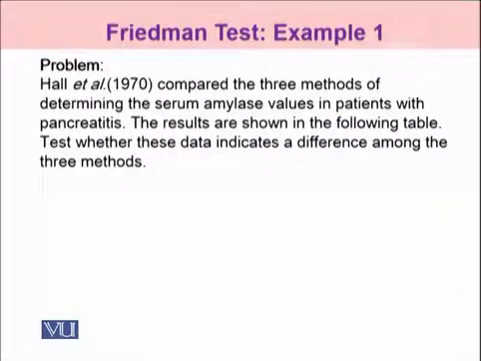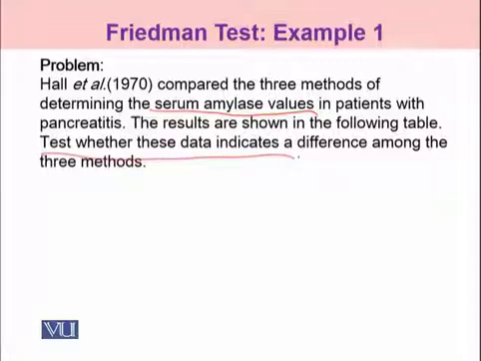The problem at hand is a study conducted by Hall et al. in 1970. They compared three methods of determining serum amylase values in patients with pancreatitis. The results are shown in the table. We are required to test whether these data indicate a difference among the three methods.